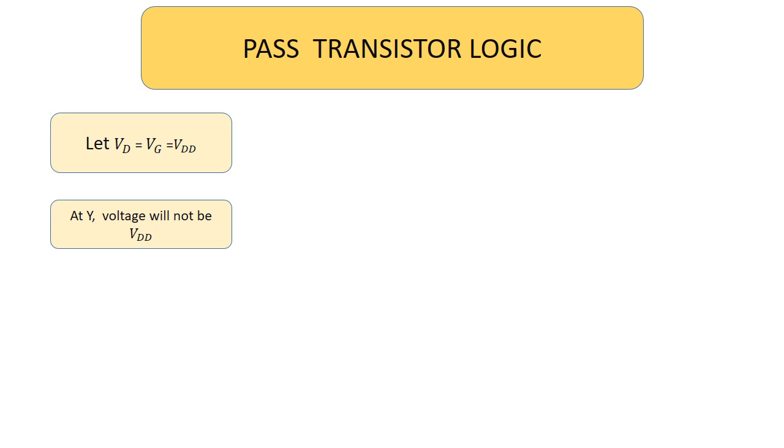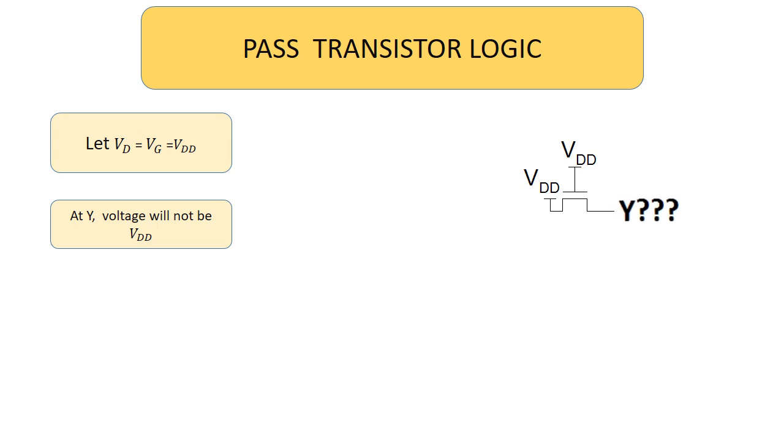The pass transistor is a type of static CMOS. It's a very simple circuit with just one NMOS or a PMOS. We'll see the operation of the pass transistor. Let the drain voltage and the gate voltage be kept at VDD. The source voltage will also rise up and it will try to be equal to VDD, but it can never go beyond VDD minus VT.